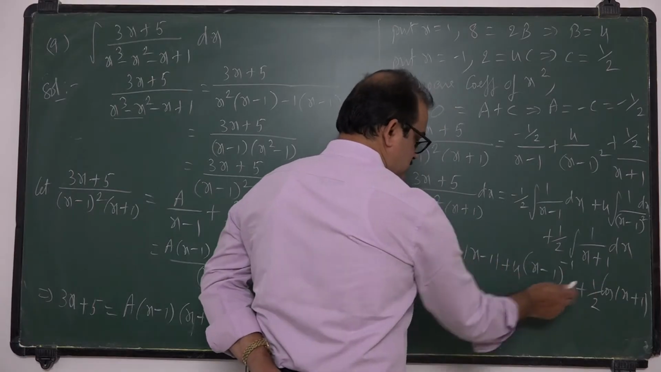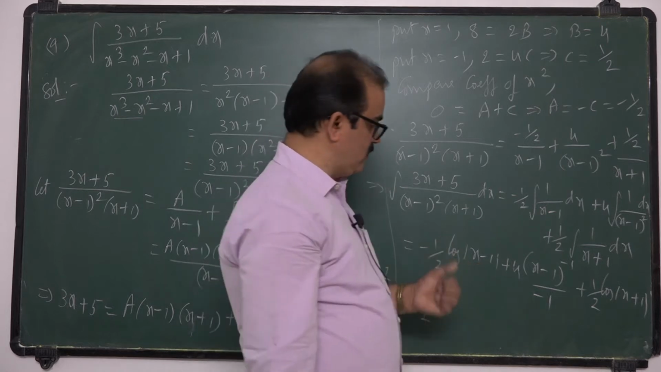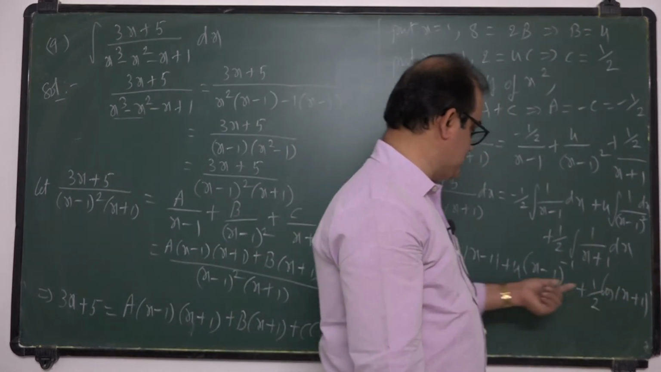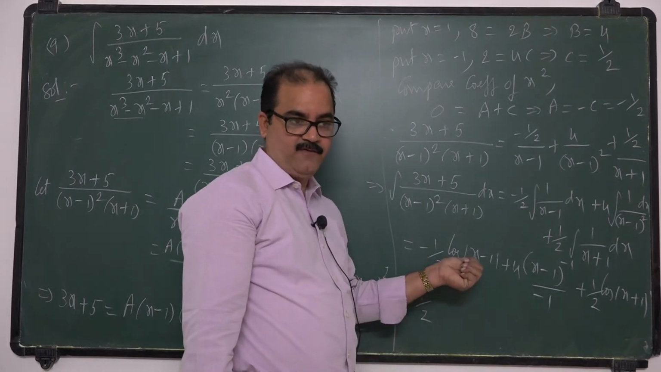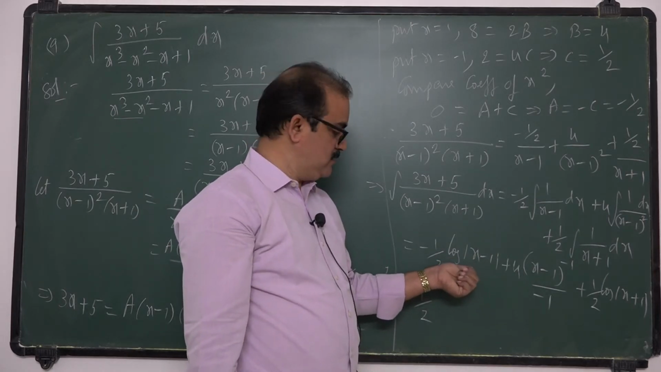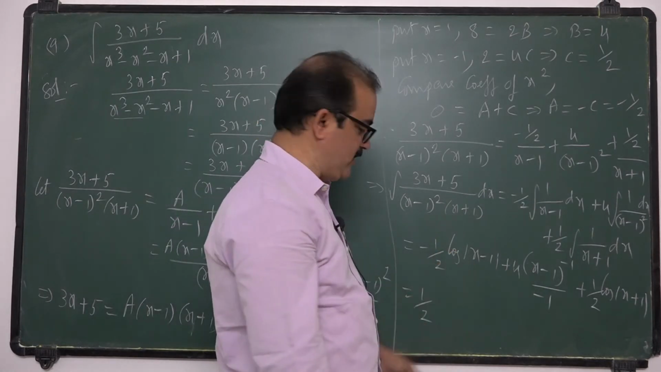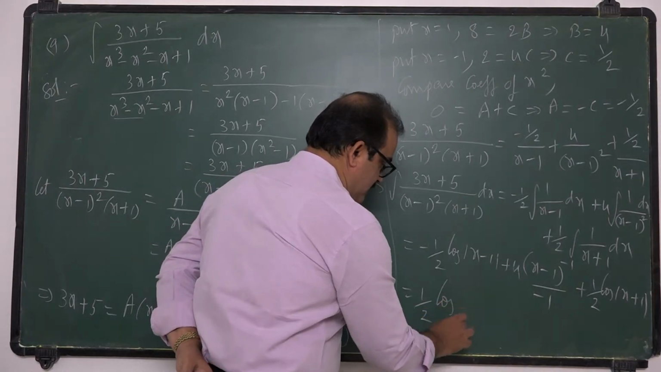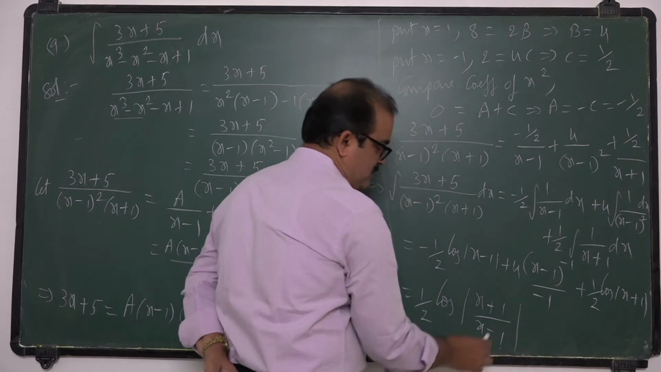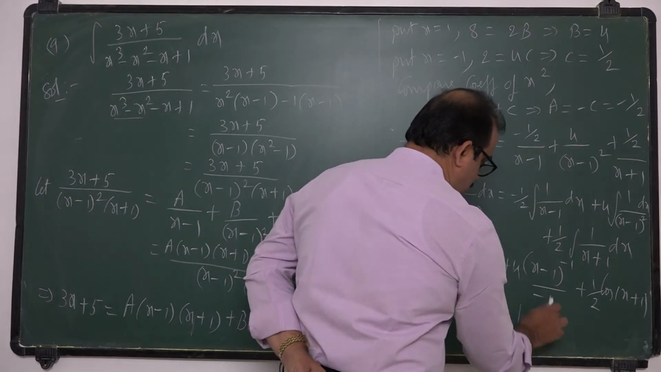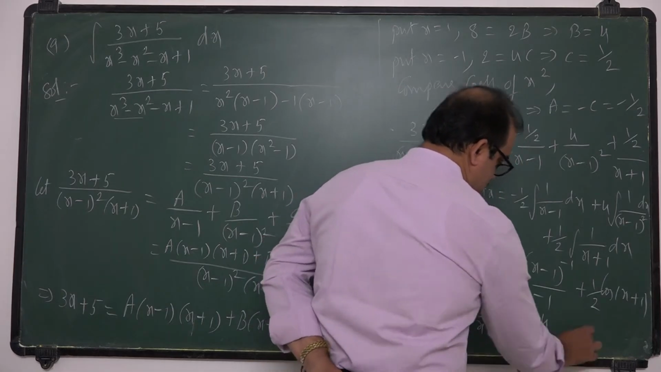From the first term and last term we take 1 by 2 common. If you take 1 by 2 common, what do we get? Log x plus 1 minus log x minus 1, that is in the form of log m minus log n. From the property of logarithm, it is log m by n. So write it as log m by n: x plus 1 by x minus 1, minus 4 x minus 1 whole power minus 1, write it as 1 by x minus 1, plus c.